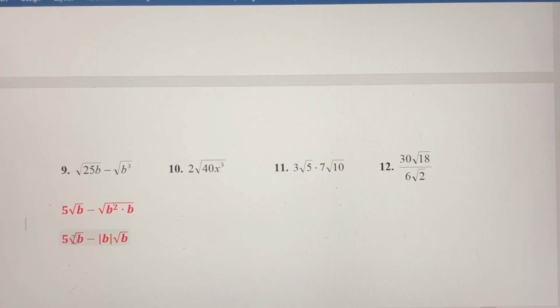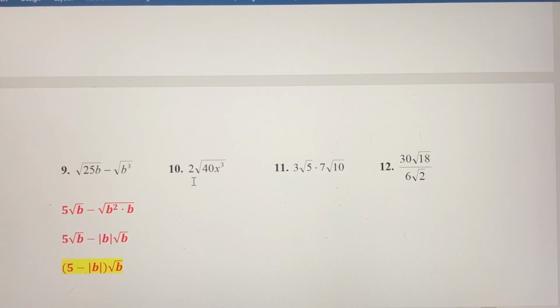Well, notice these both have radical b. There's a radical b there, there's a radical b there. That means these are like terms. So I've got to subtract these coefficients. 5 minus the absolute value of b. Well, I don't know what b is, so I just have to leave it like that. And I'm going to put that in parentheses times radical b, okay? So you can see if I were to distribute this, I would go back to here, all right? But the simplified answer is going to look like this. So 5 minus the absolute value of b, that quantity, times the square root of b, all right?